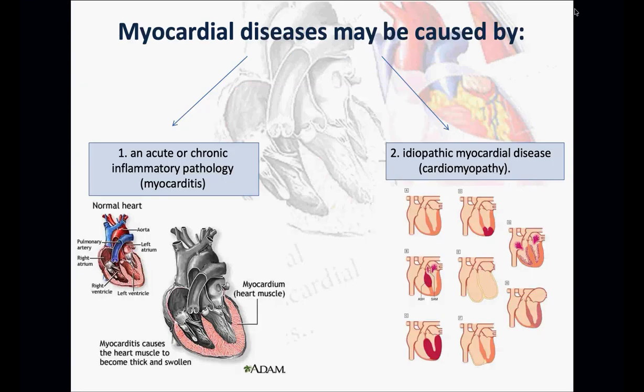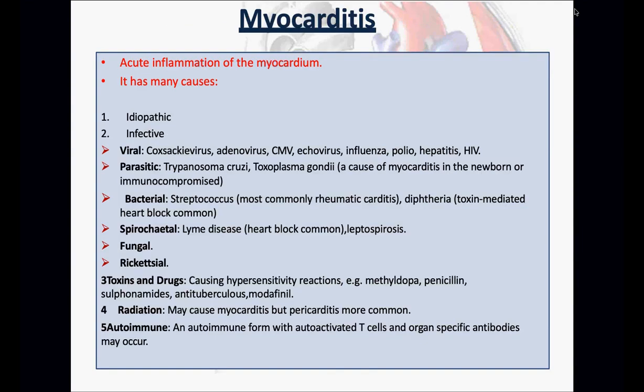Next slide. Myocarditis is acute or chronic inflammatory pathology of the myocardium. It's referred to as myocarditis, while idiopathic myocardial disease is referred to as cardiomyopathy, and we have several types of both of these diseases that we will discuss later on. Next slide. To start with myocarditis.